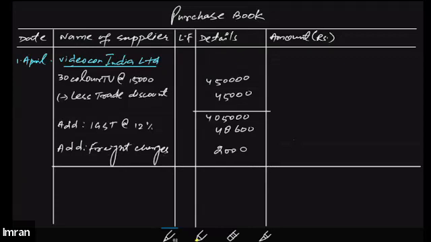Let me just open my calculator, just a moment. So adding 4,05,000 plus 48,600 plus 2,000. This will be 4,55,600. Got it, everybody? Is this clear? Yes or no? Yes. Please tell me, Labiba, Zainab. Yes, sir. Okay.